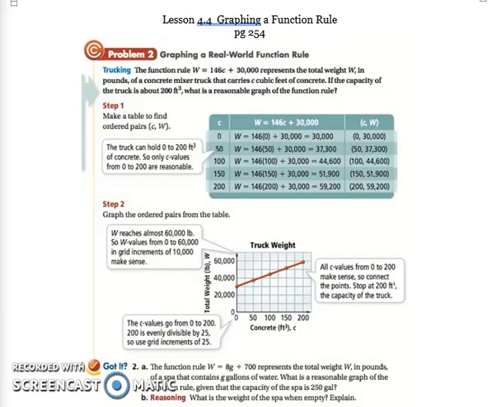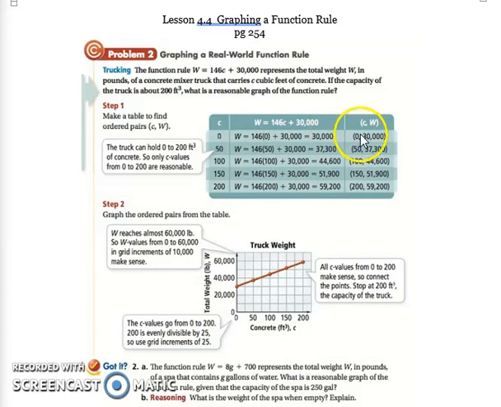Basically, what that means is the truck itself weighs 30,000 pounds. And for every cubic foot of concrete, you're adding 146 pounds. Okay, so the same as the last problem, only this is bigger numbers. It said the truck can hold 200, so we're going to break that up. You can break it up by 50s, however you want to do it. You can break it up by 75, 25, although that'd be a lot of numbers.